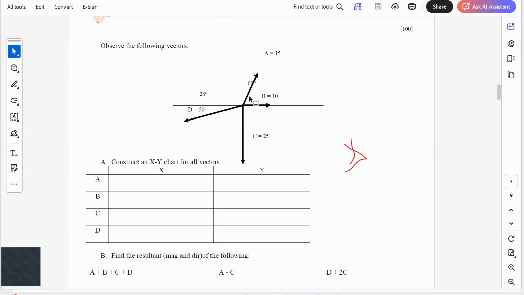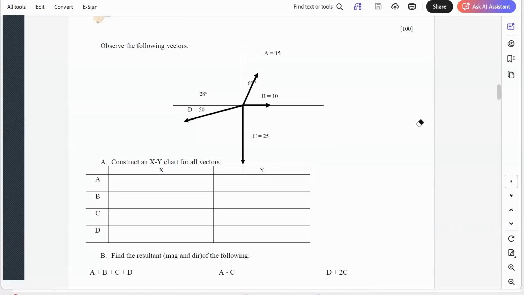Now, you can use a parallelogram to find the resultant. A plus B plus C plus D. You can draw it on the screen. How can I draw it if it's more than 2 lines? If it's more than 2, you start from one of them and then add one at a time.